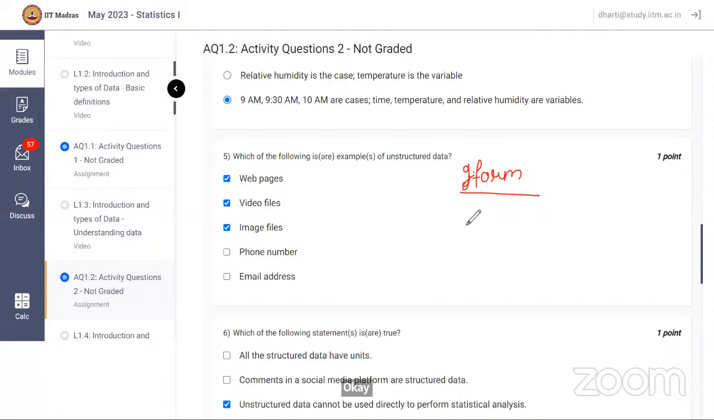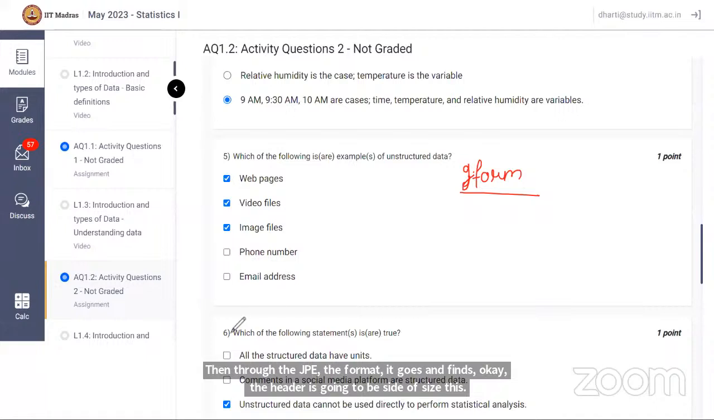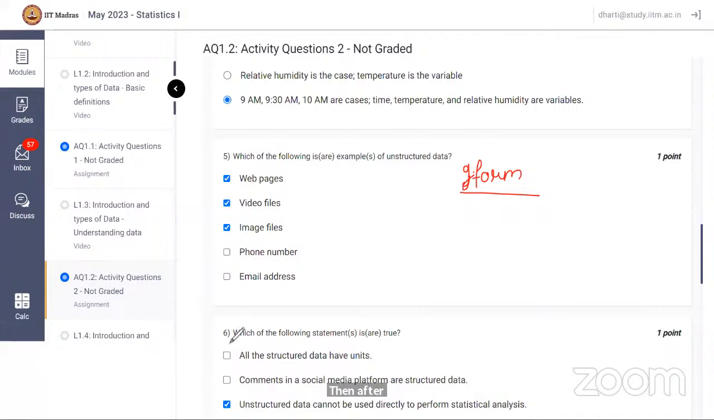Because if a file has to be read into the system, then through the JPEG format, it goes and finds, okay, the header is going to be this size. Then after this, meaningful data starts. Then what is the length of the file? The length of the image itself is varying. So as long as you can fix those attributes and say, okay, every image which I am going to use in my AI program is going to be 1000 KB with this fixed structure, then it can be structured data. Otherwise, it's unstructured data.